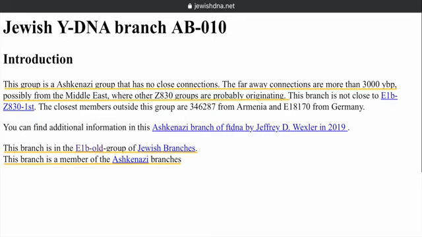Looking at one more interesting subclade within E-Z830 that's part of the Jewish cluster from JewishDNA.net, it reads: this group is an Ashkenazi group that has no close connection. The faraway connections are more than 3,000 years before present, possibly from the Middle East, where other Z830 groups are probably originating. This branch is in the E1b-old group of Jewish branches. This branch is a member of the Ashkenazi branches.